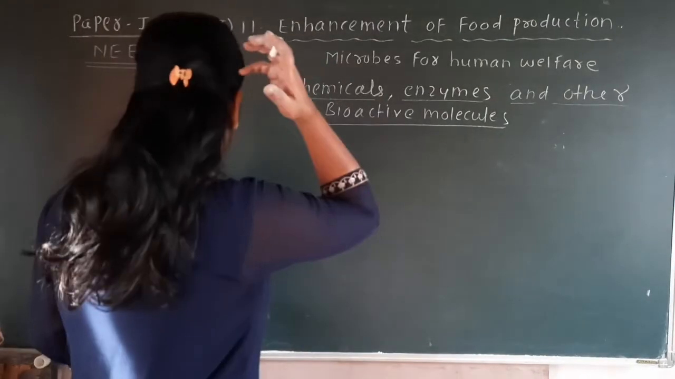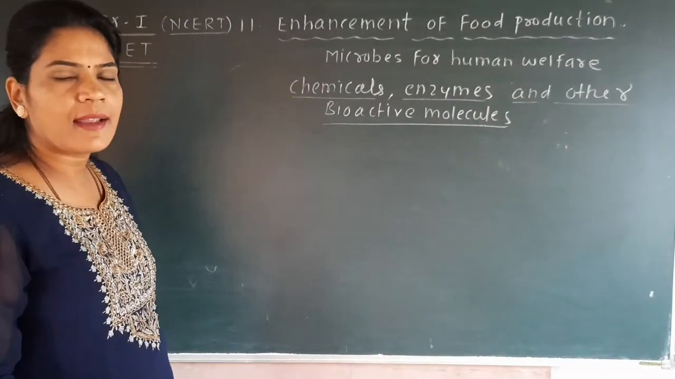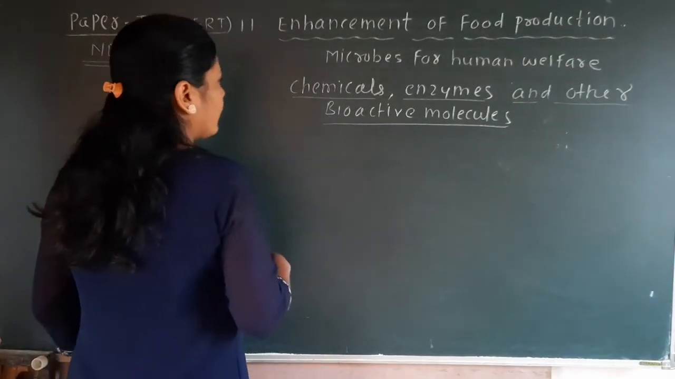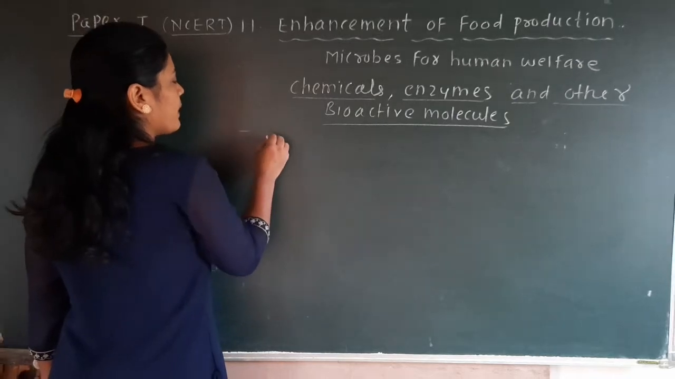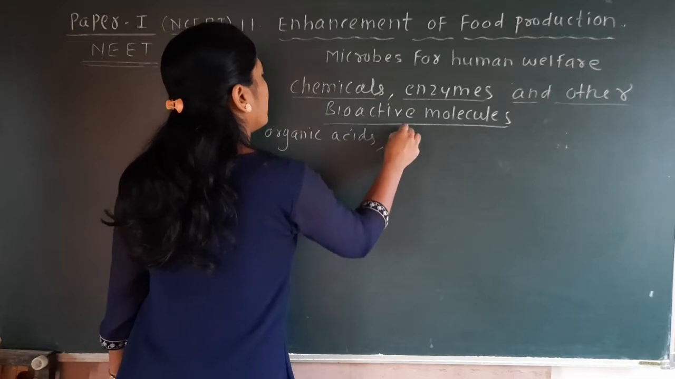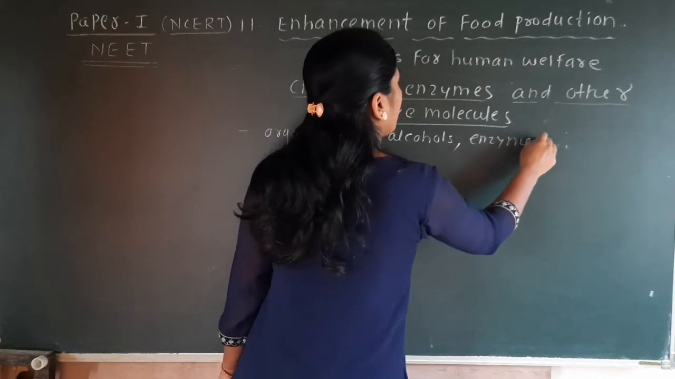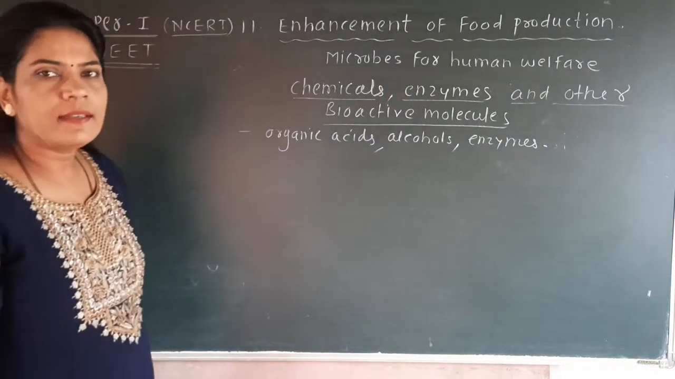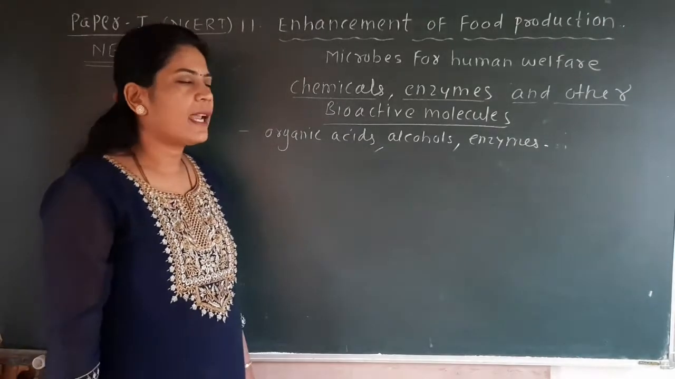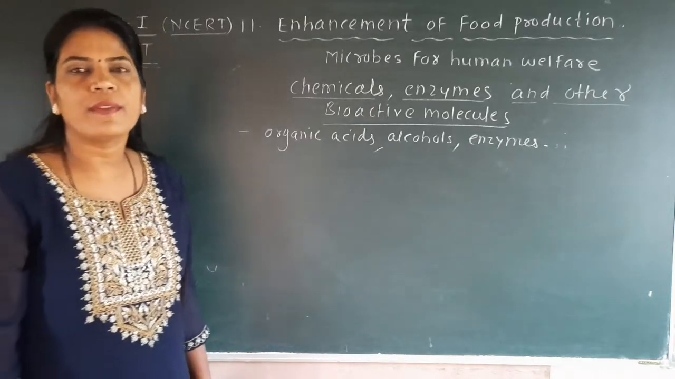So what is the chemicals? So here they have given that organic acids, enzymes or alcohols are produced. So which chemicals? That is organic acids, alcohols, and some of the enzymes are there which are produced. And here they have given some of the name of the microbes and their acids.